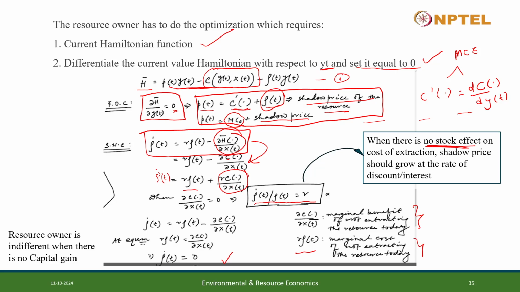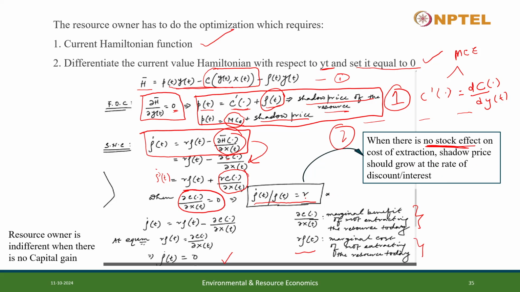Okay, so now let's say that my change in cost with respect to change in stock is 0. So my cost of extraction is not changing with respect to stock. Then rho dot t divided by rho t equals r. So this is the first observation or first summary, and the second summary is that when there is no stock effect on the cost of extraction, shadow price would grow at the rate of the discount rate.